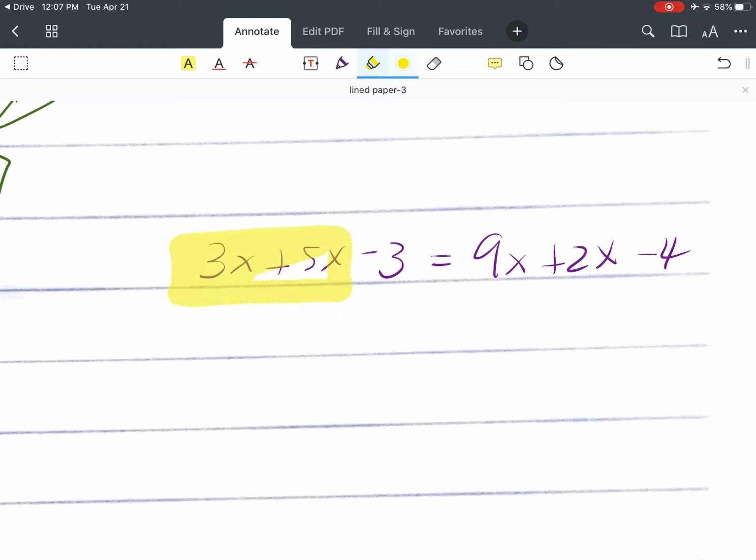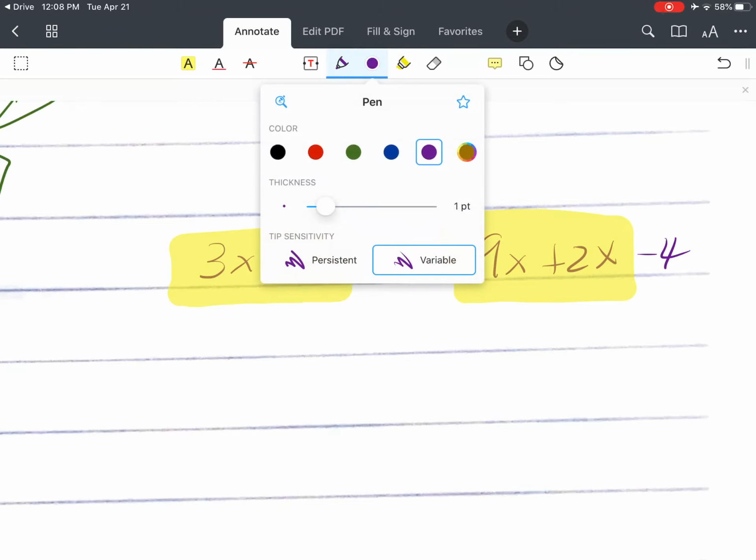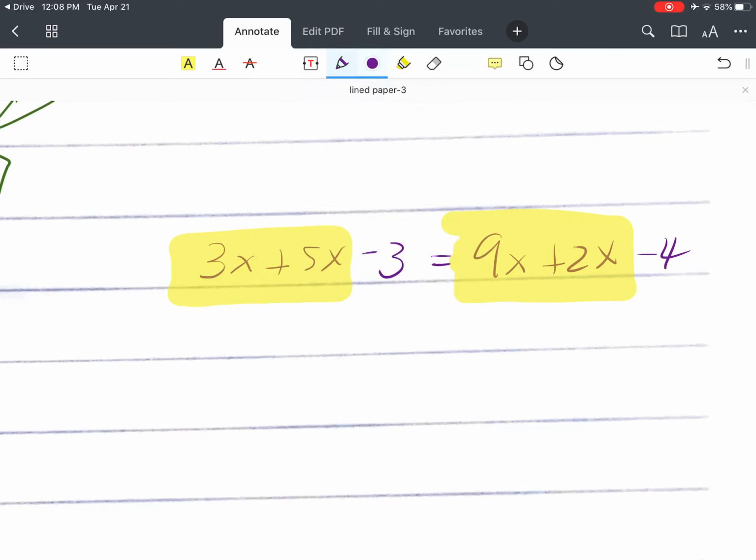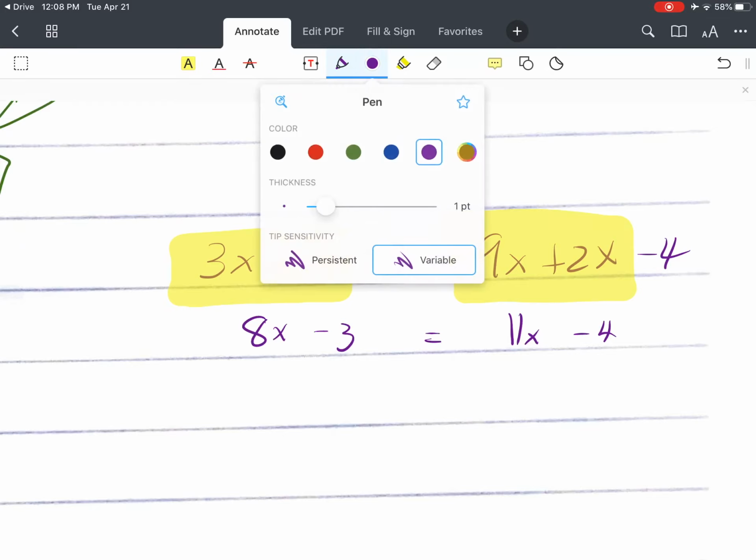First things first, you want to combine like terms. These are like terms, right? The 3x and the 5x. And these are like terms, 9x and 2x. Notice how they're on opposite sides. 3x plus 5x is 8x, minus 3, is equal to 11x minus 4.